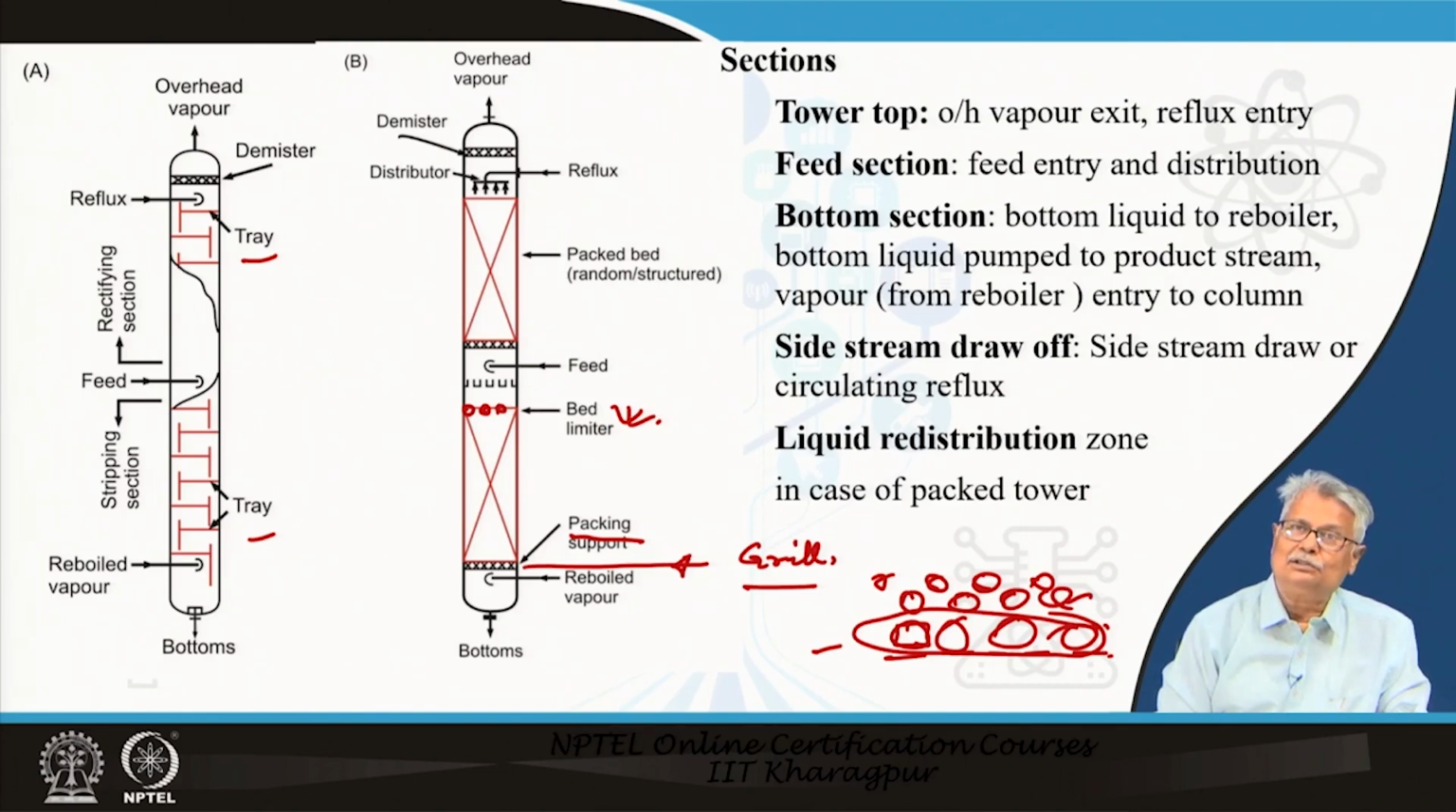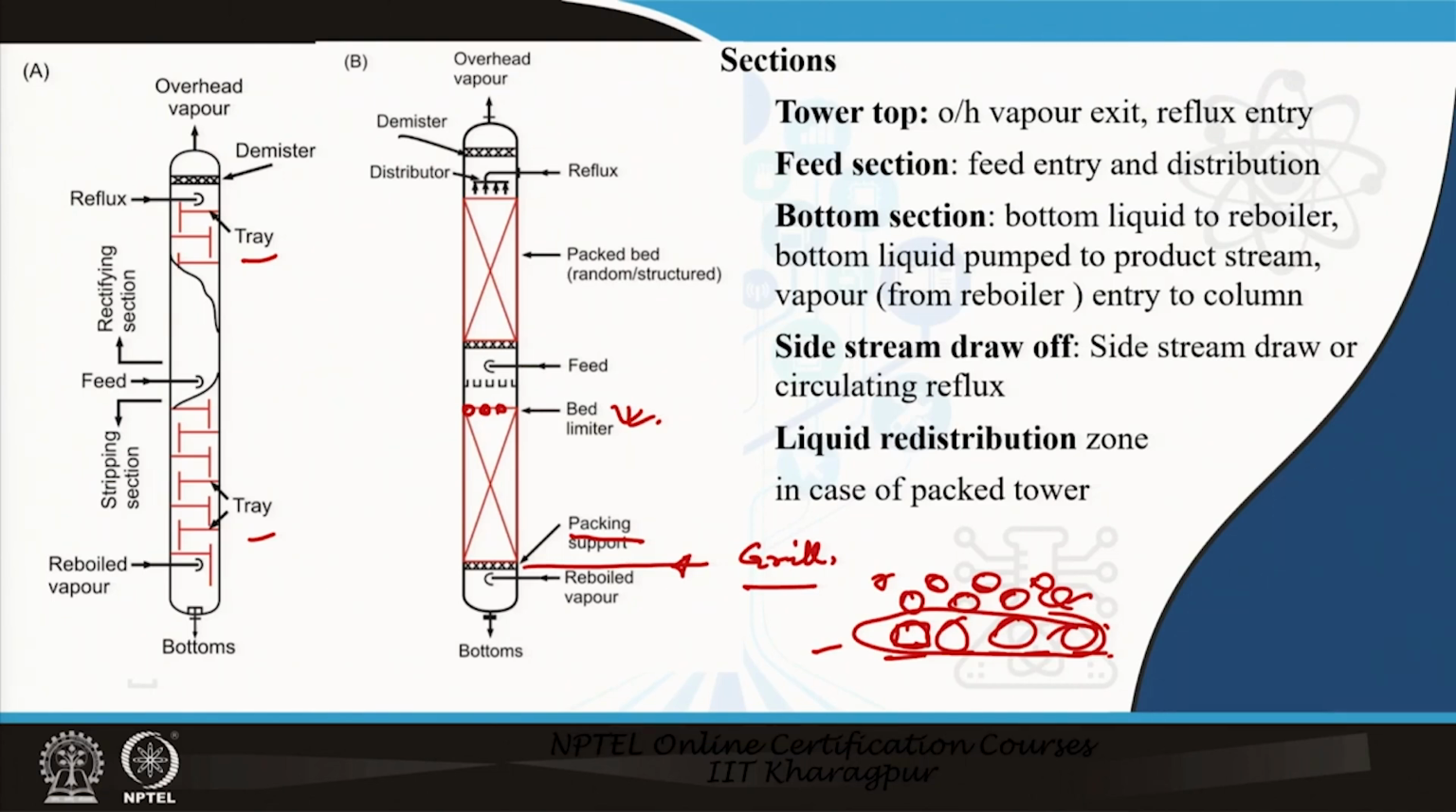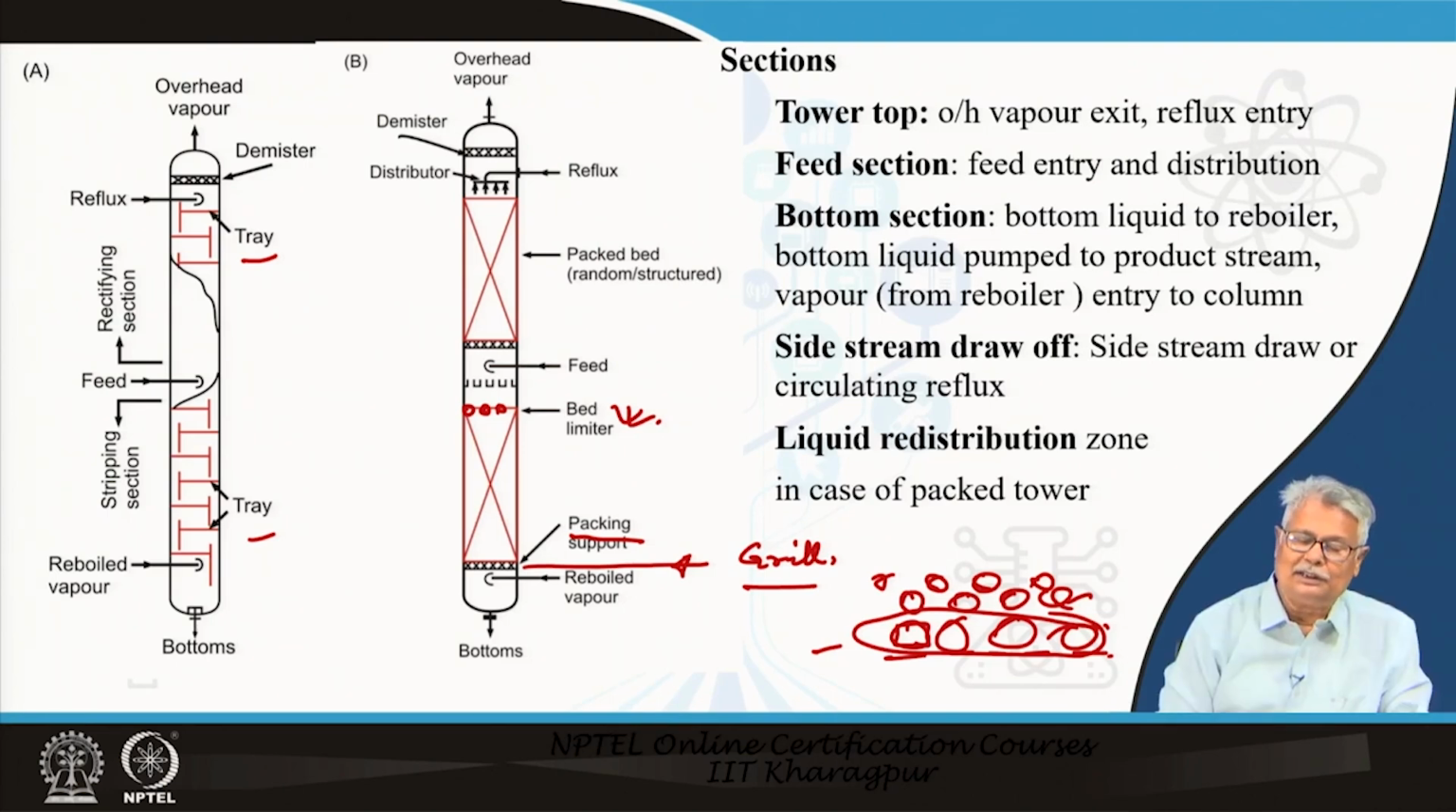all these add to the pressure drop in your column. So, whenever you are designing, you have to ensure that you are always within the total pressure drop, and when you estimate your total pressure drop, you must include all the components through which the vapor has to flow.